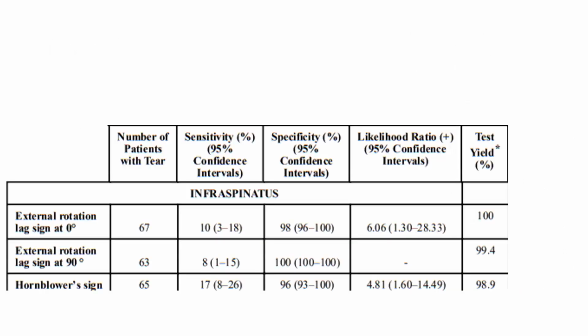Next, the sensitivity and specificity. The specificity for the external rotation lag sign at 90 degrees is 100%, and the sensitivity for all these tests is very low. Only the specificity is high. For the Hornblower sign also, the specificity is 96%.